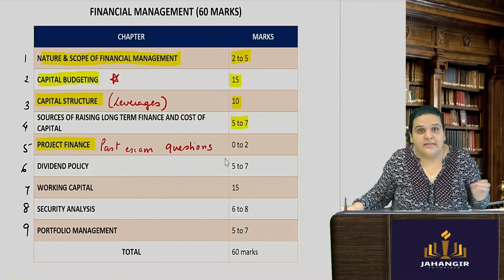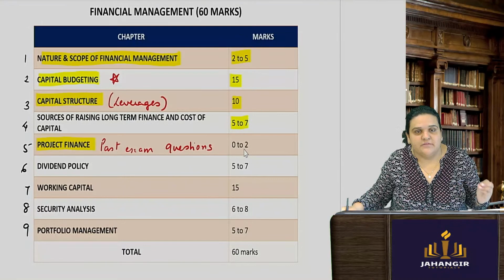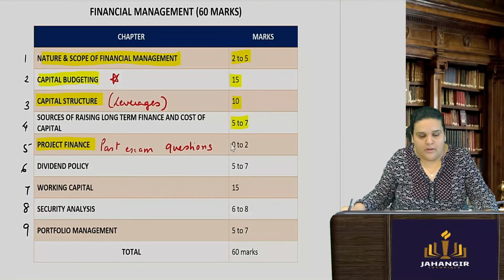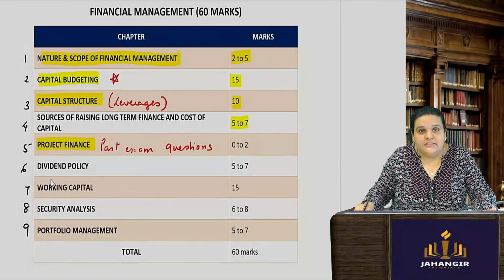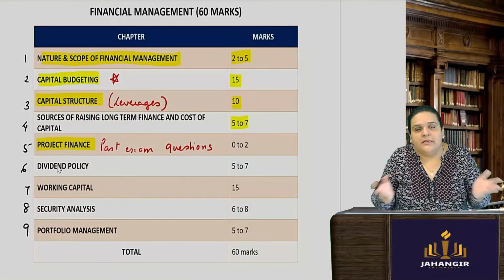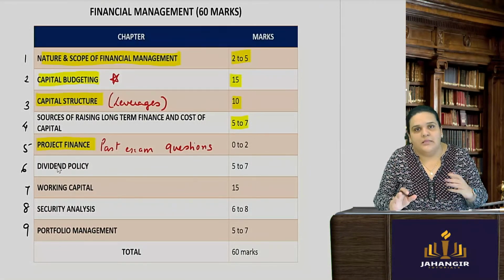Okay, I will just give the weightage to this particular chapter for 2 marks. Dividend policy, we have only 3 formulas, 3 types in the dividend policy, so it's very easy to finish this chapter.